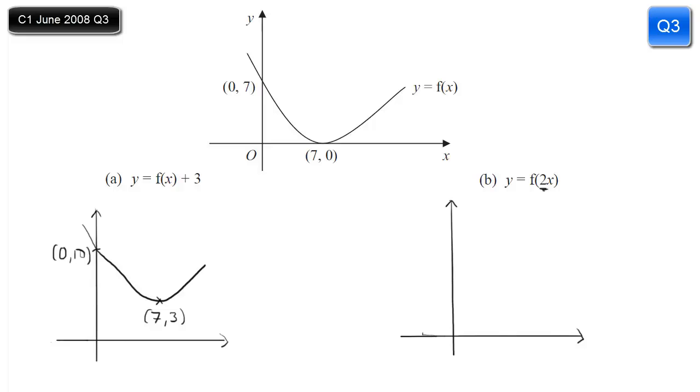anything which is on the y-axis is going to remain the same, so it's still going to cross here at 0, 7. That remains the same, but anything away from the y-axis is stretched by a scale factor of a half, so it becomes closer to the y-axis. So rather than crossing at 7, 0 here, it's going to cross somewhere down here. Now again, don't mark the point first, just draw it and then mark the point on afterwards. So something like this.